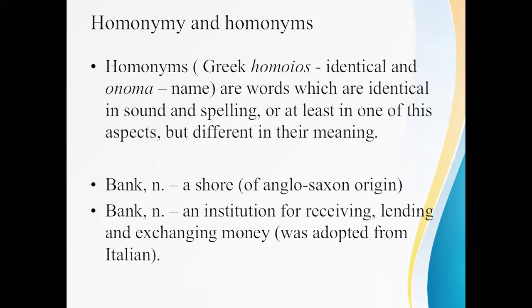Homonymy and homonyms. Homonyms, from Greek homos, identical, and onoma, name, are words which are identical in sound and spelling, or at least in one of these aspects, but different in their meaning. Bank, noun, a shore, of Anglo-Saxon origin. Bank, an institution for receiving, lending, and exchanging money, was adopted from Italian.